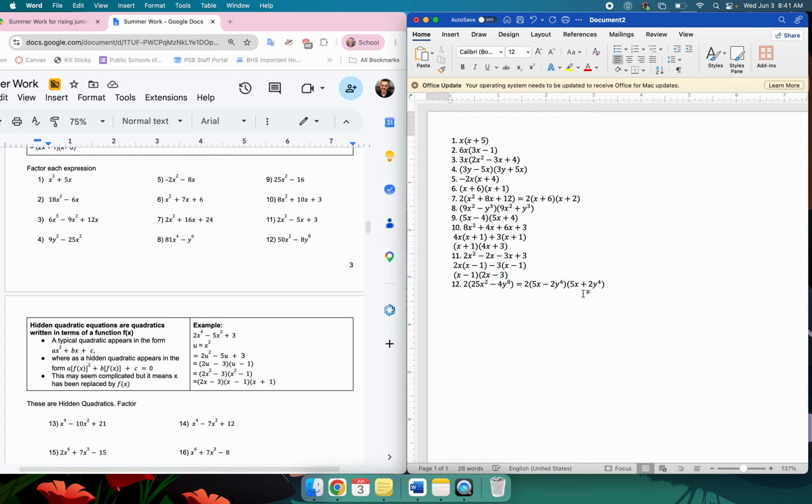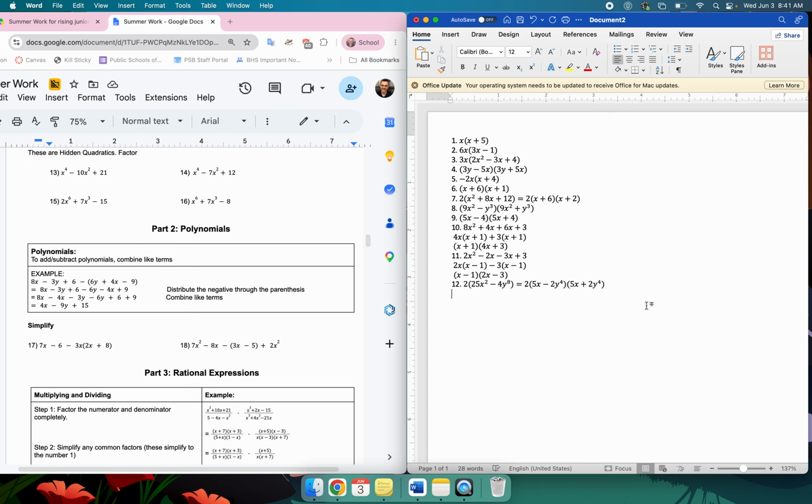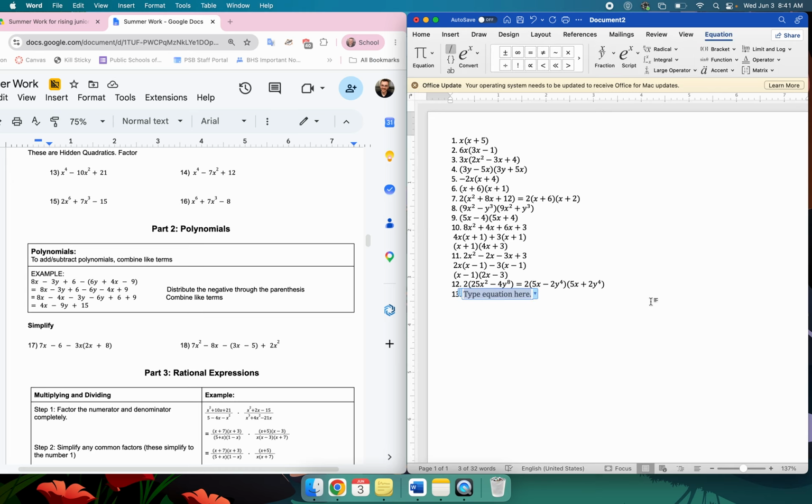Okay, so we are done with those. Now we're moving on to hidden quadratics. Spooky. So we're looking for hidden quadratics. There's a variety of ways of doing this. x to the 4th minus 10x squared plus 21.